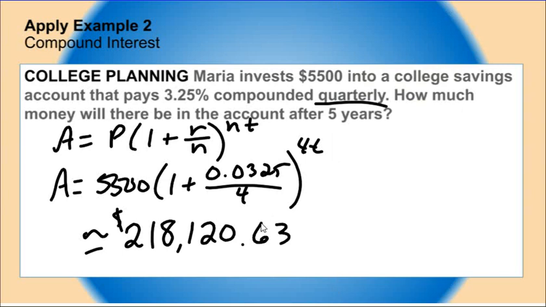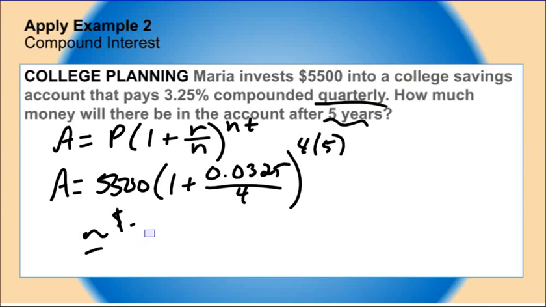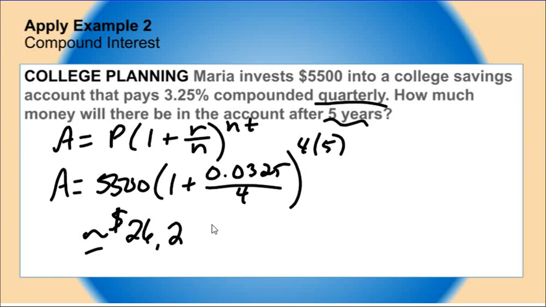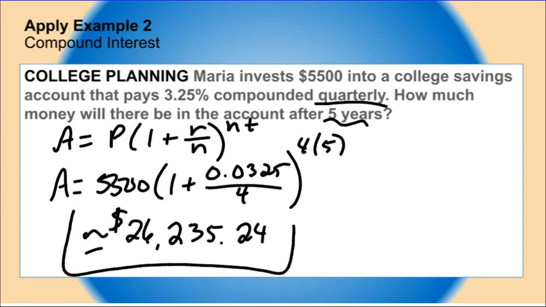But there was one mistake I forgot. We're told that it's 5 years, so I'm going to put 5 in for t. If I go back to my calculator and second enter, we put everything in there, but instead of 4x, I'm going to put 20 because 4 times 5 is 20. Then hit enter. That would give us $26,235 and 24 cents. That would be our solution.